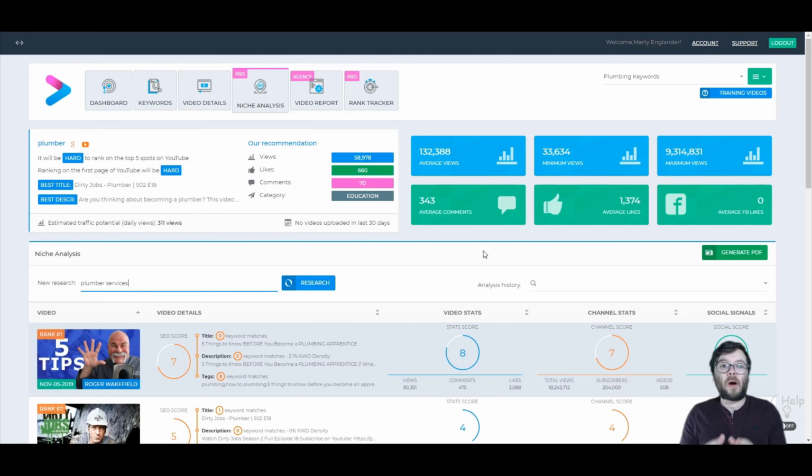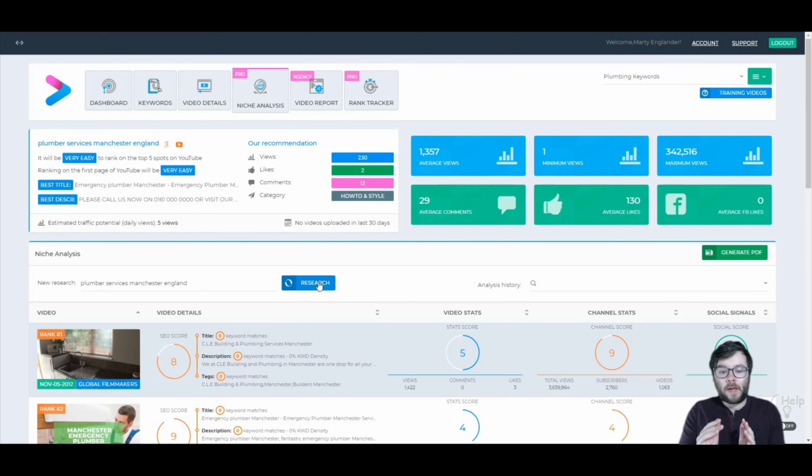And this is where we start talking about long tail keywords. Okay, so what is a long tail keyword? Well, a long tail keyword is just a longer search phrase that people might be looking for. So for example, we just typed in the short tail keyword plumber services, but let's go ahead and type in plumber services Manchester, England. Okay, and let's go ahead and do research. Here we are with that long tail keyword.